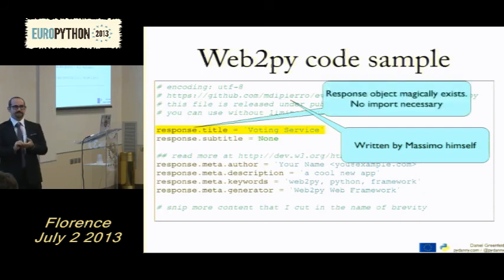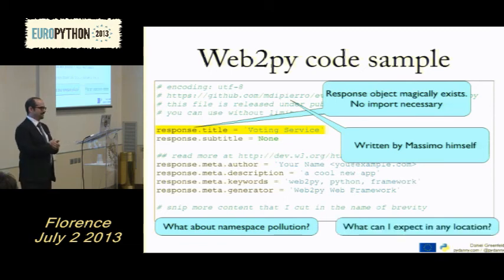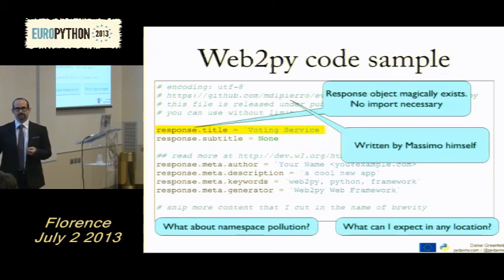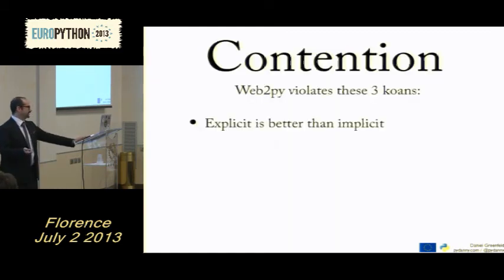And here, there's this response object in the Python code, and there's no import for it. It's just magically there, like a built-in. And this is what I normally call namespace pollution. I don't know if that is the technically correct term, I'll probably get corrected on it later, but I like to call it namespace pollution. You've got your foreign objects in my namespace. It's wrong. And when you see stuff like this, it makes you wonder, what can you expect in any location in the software? You have no idea.